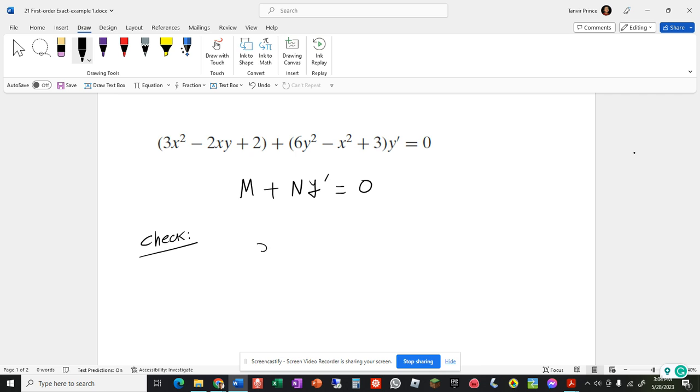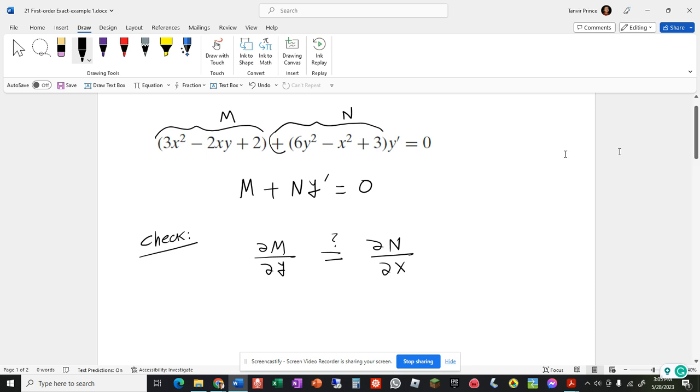You have to check that the partial of M with respect to y is equal to the partial of N with respect to x. So in this example, this is my M and this is the N. Remember, for N you have to include the sign. That's very important. In this case, it is plus, so it does not really matter. But if it is a minus, you have to include that minus sign also as a part of N.